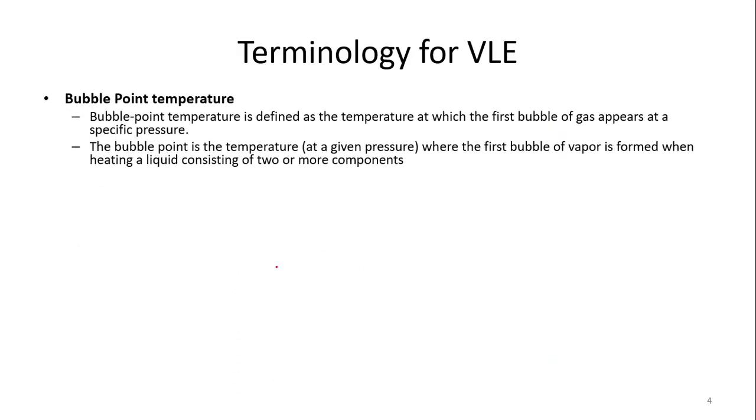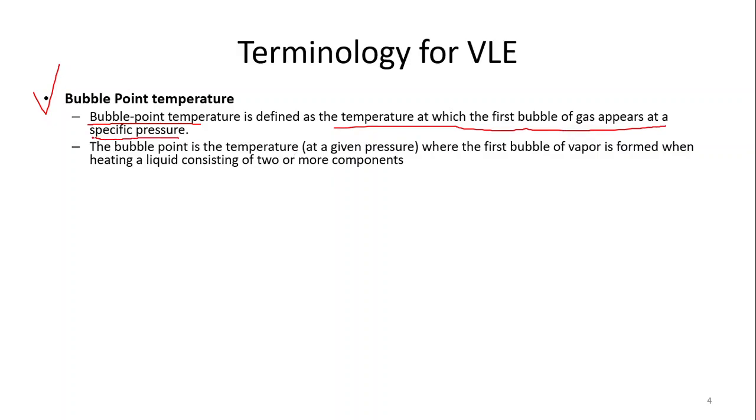So now let us look at the terminologies that I'm going to use in vapor liquid equilibrium. These are very common terminologies, so we should know about these things. For example, one terminology we are going to use is the bubble point temperature. Obviously it means that there is a temperature. Bubble point temperature is defined as the temperature at which the first bubble of gas appears at a specific pressure, meaning at a constant specific pressure.